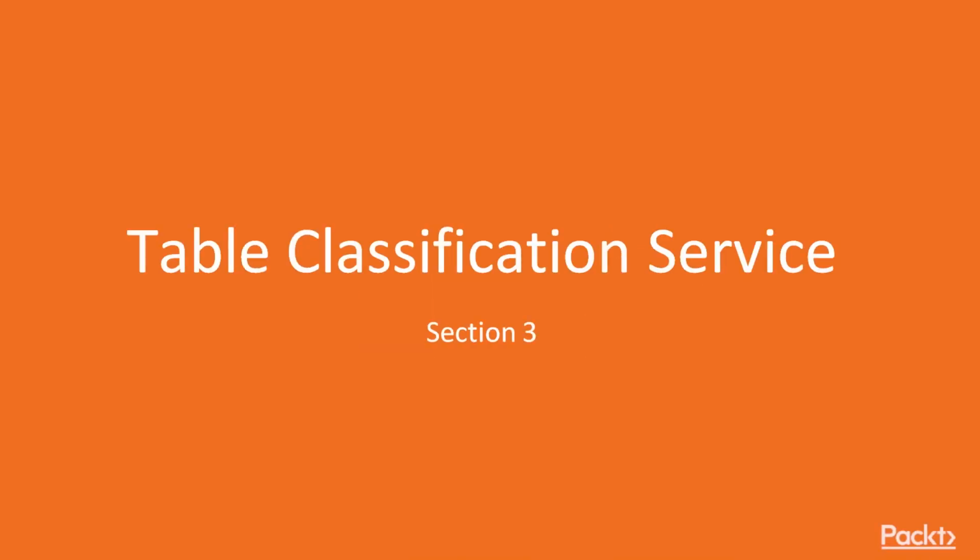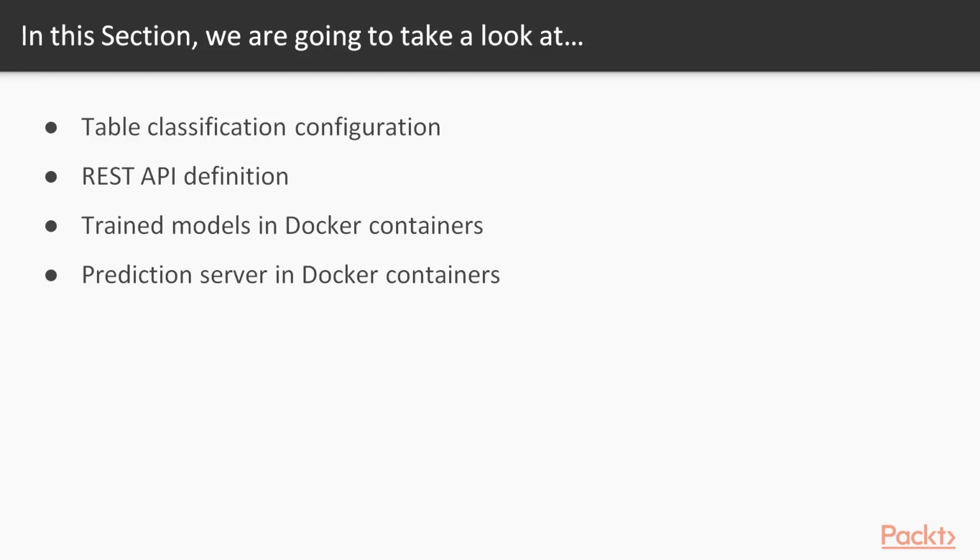In this section, we're going to be building a table classification service to provide a REST API in order to classify table data. We're going to be taking a look at a table classification configuration to build up a table-driven data model, a REST API definition in YAML. We're going to train models in Docker containers, and then we're finally going to wrap up our service and make a prediction server inside a Docker container.